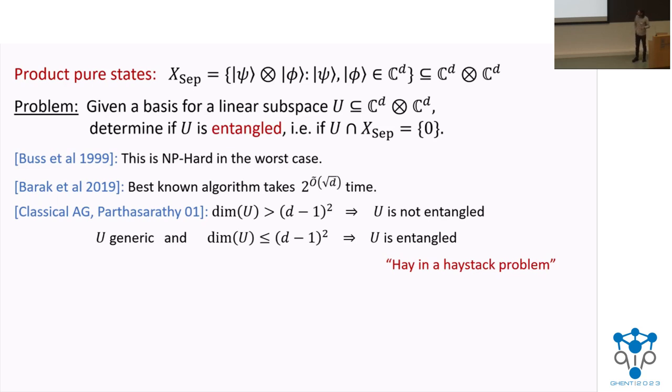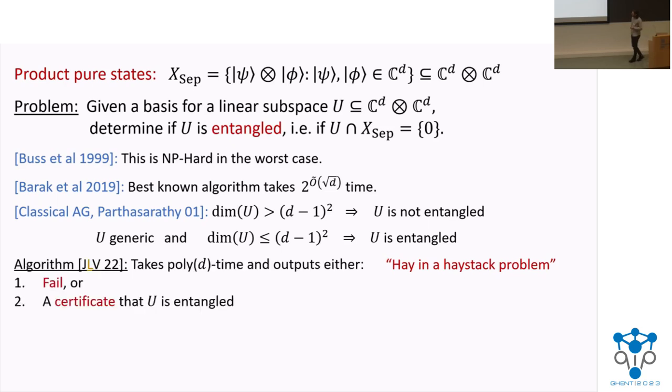So what we've encountered is a needle in a haystack problem, or a similar sort of problem, where we know that a generic subspace of the right dimension satisfies the property that we want, being entangled, but we want an algorithm that shows that a particular instance satisfies this property. So the first thing I'll show you today is a polynomial time algorithm that either outputs fail or outputs a polynomial time certificate that U is entangled.